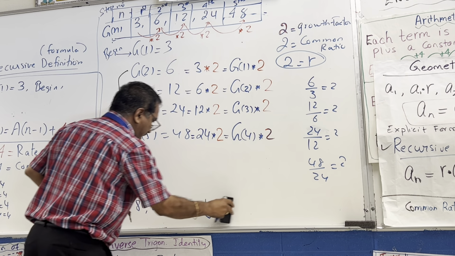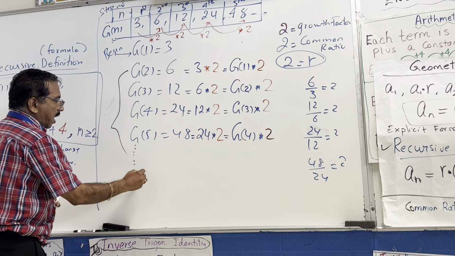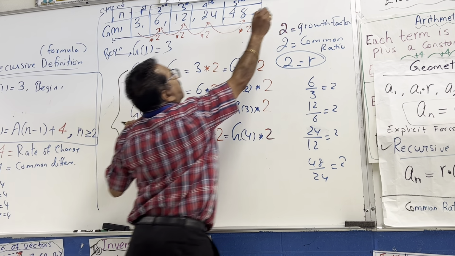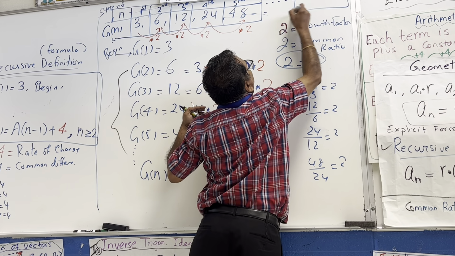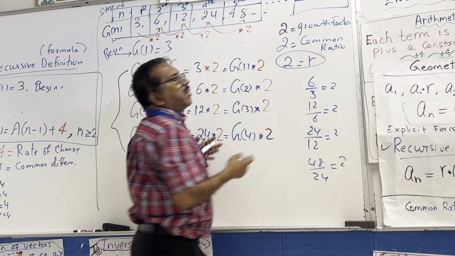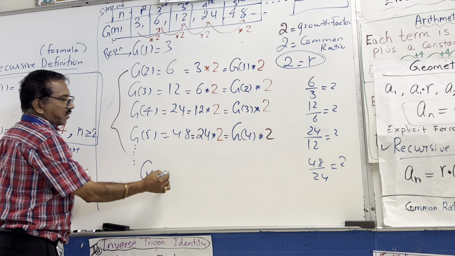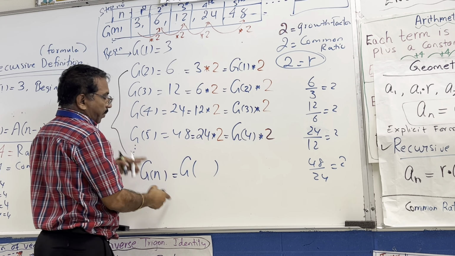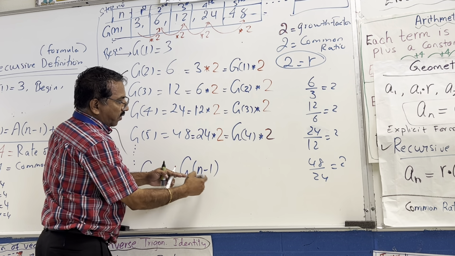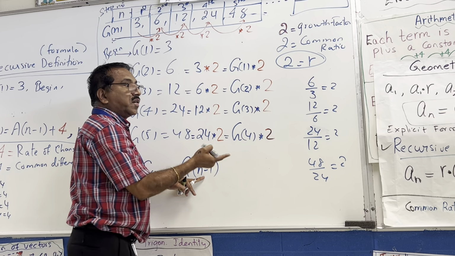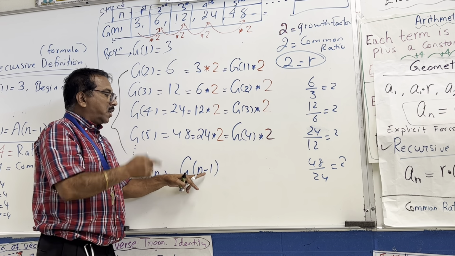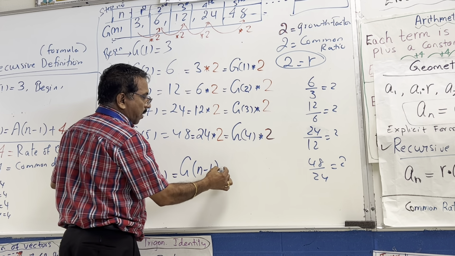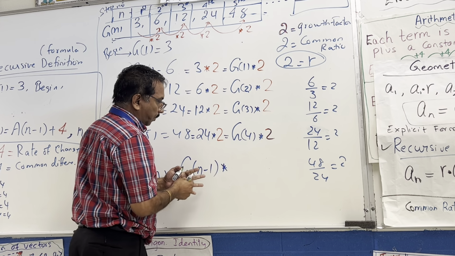And the question is, can we write a recursive definition? So we can write G of any number, the number at any position. If it is n here, how do we write it? The number in any position is always the number in the position one before, and then you multiply by 2.